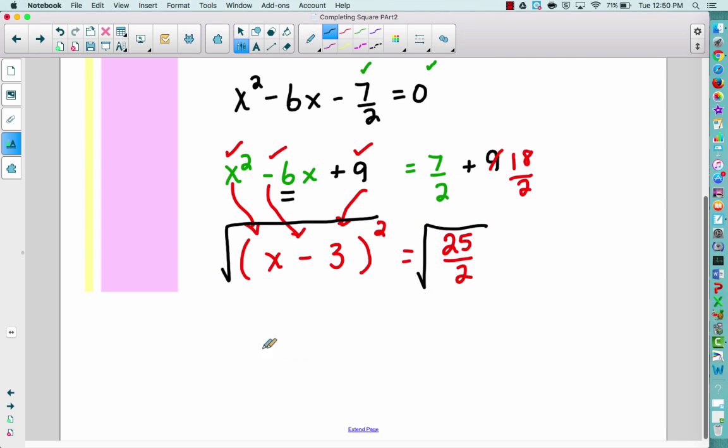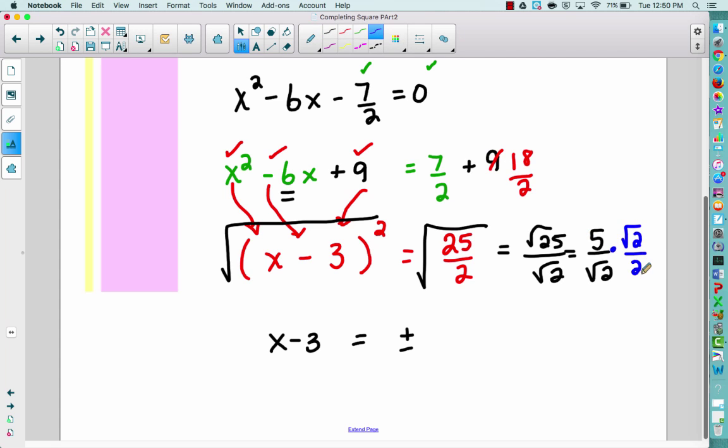We take the square root of both sides and we get x minus 3 equals plus or minus. Remember, this just means the square root of 25 all over the square root of 2. So that actually gives me 5 over root 2. Now remember, we can't leave a radical in the denominator, so we have to rationalize the denominator by multiplying by root 2 over root 2, which gives me 5 root 2. And root 2 times root 2 is just 2. So now over here we get 5 root 2 over 2.